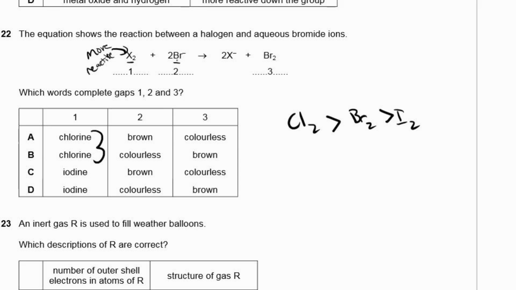What color is bromide ions? Bromine in solution as ions is colorless. But when you get bromine gas, it's a yellowy brown color. So the answer is B.